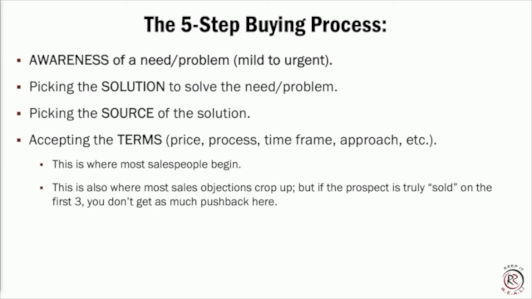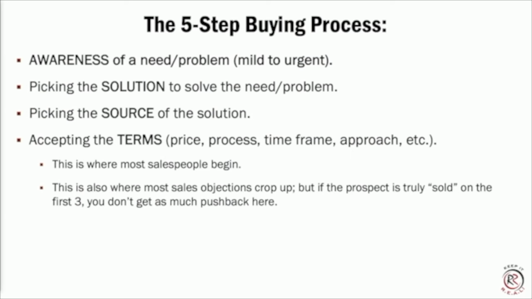Then I got to accept the terms, and I'm already aware of a need. I picked the solution. I know the source of the solution. Now I got to accept the terms, which is price, process, time frame, approach. And this is where most salespeople begin. So they start selling features and benefits, and here's what makes this great. If I'm back up where I'm not even sure I need this yet, and I'm not sure I need you yet, you could unsell me.